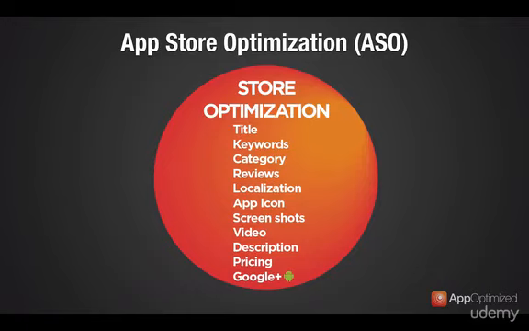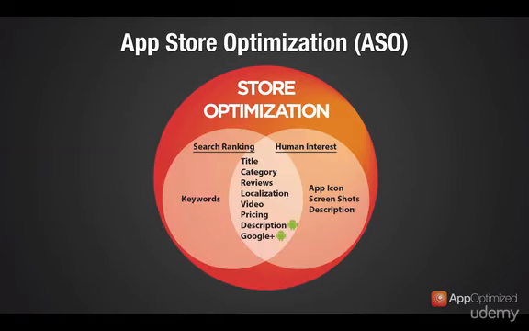Within App Store optimization, this is the red circle that you saw on the previous slide. There are all those things that you can do and tweak to improve your store optimization, and this is a simplified list of what you can do. I want to point out that there are actually two subcategories within App Store optimization: on the left, search ranking, and on the right, human interest. Certain things specifically influence search ranking, and other things specifically influence human interest.